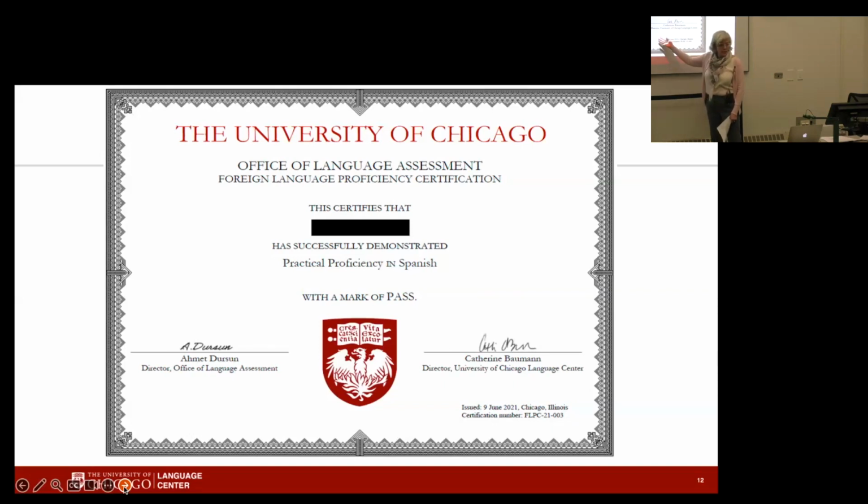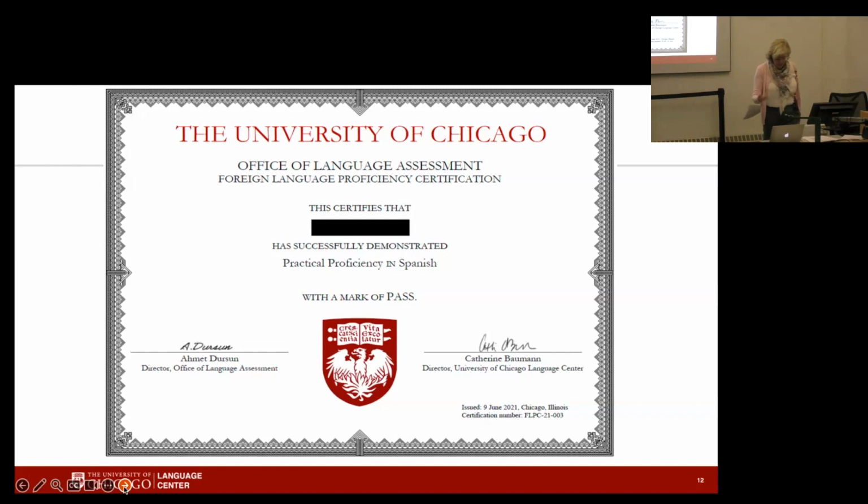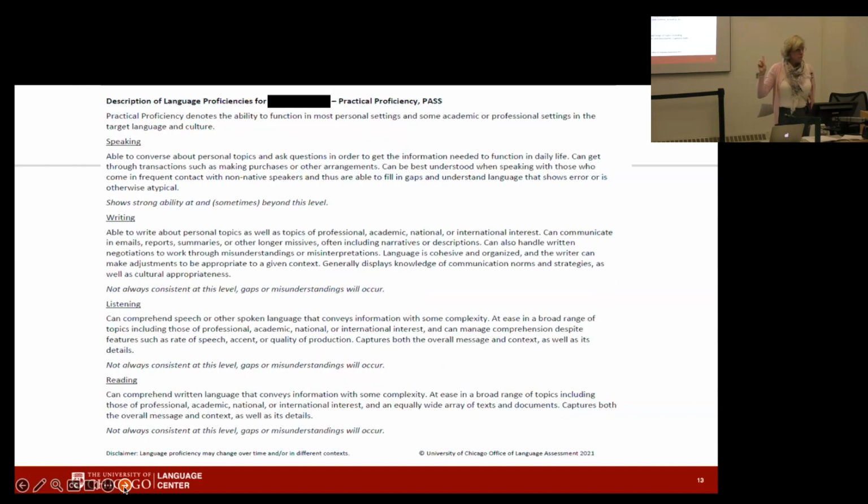So students can get this certification, they take the test successfully. And what's really nice is on the back of it is a prose description of what they can do in each of the skills.